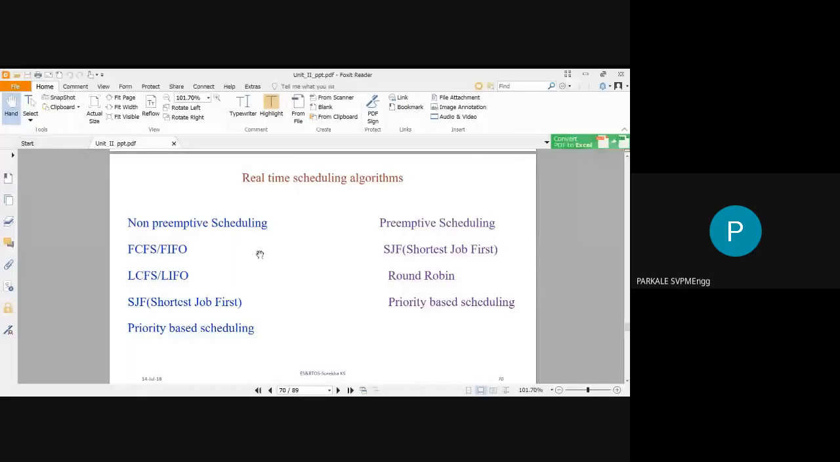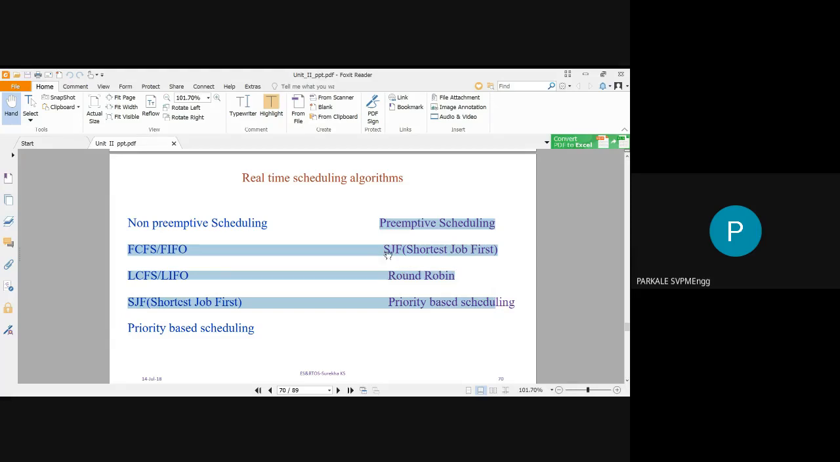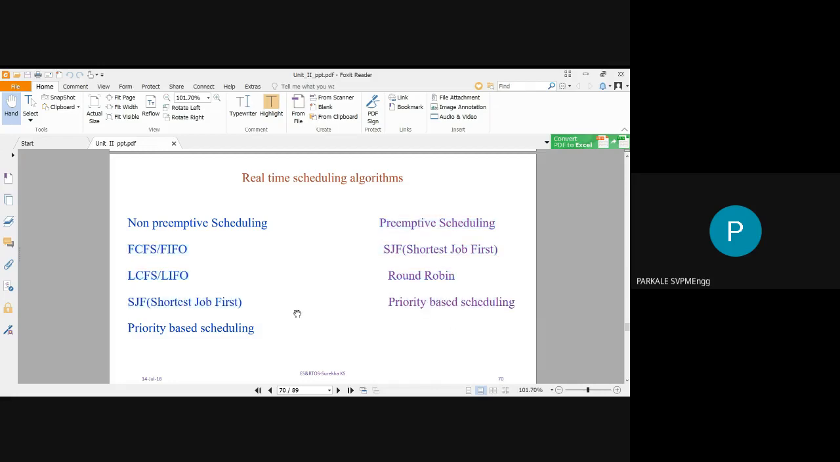Okay, so I will continue with this PPT. So just see here, the scheduling algorithms are just divided into 2 parts. In non-preemptive scheduling, you have first come first serve, last come first serve, shortest job first, and priority based. And there is also a preemptive type of scheduling. In preemptive scheduling algorithm, you have 3 types: one is SJF, that is shortest job first, round robin, and priority based scheduling. So that's why I have just revised the non-preemptive and preemptive type of scheduling.